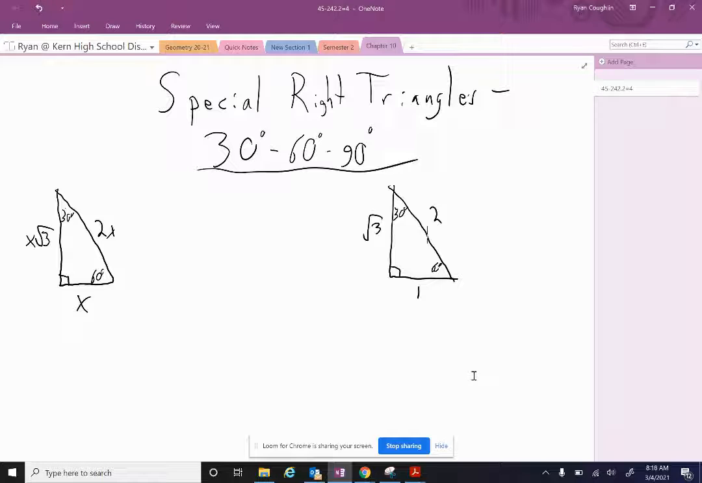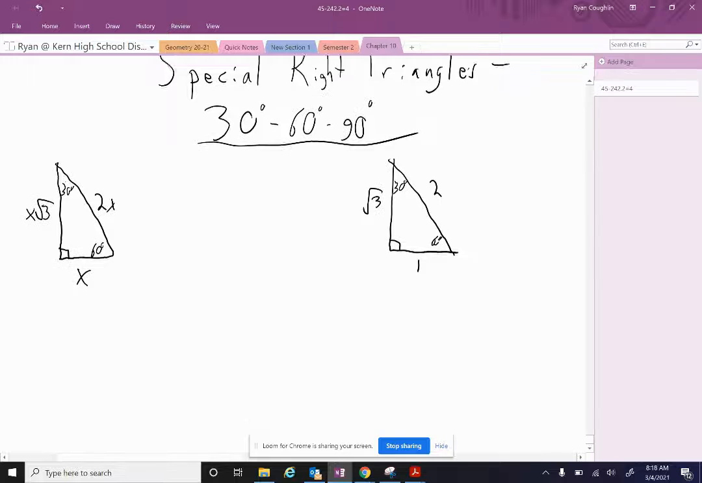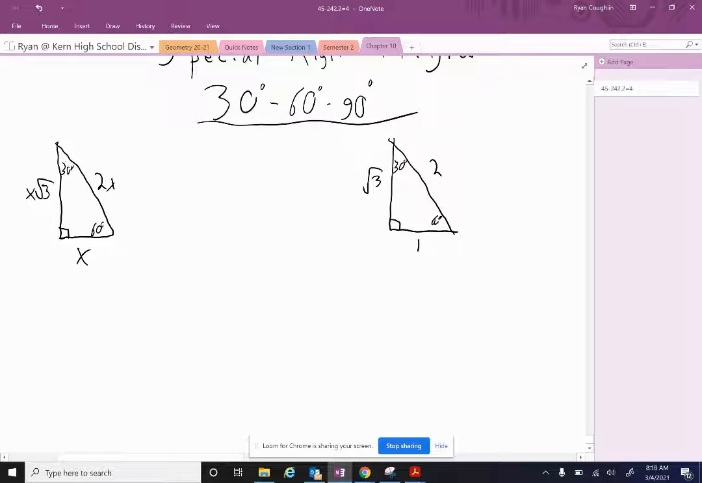There's a couple different ways of thinking of this. These two triangles here would be considered the base triangle for this 30, 60, 90 idea. The reason this is a special right triangle is because we see it a lot, it comes up a lot, and we have these ratios between the sides where if we know one side of this triangle, we can figure out the other two.